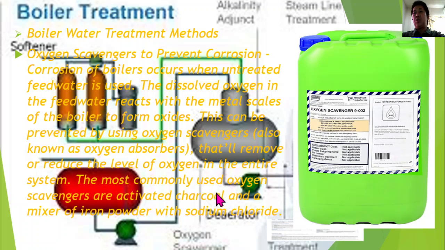The most commonly used oxygen scavengers are activated charcoal and a mixture of iron powder with sodium chloride. So this chemical is made by Unitor.